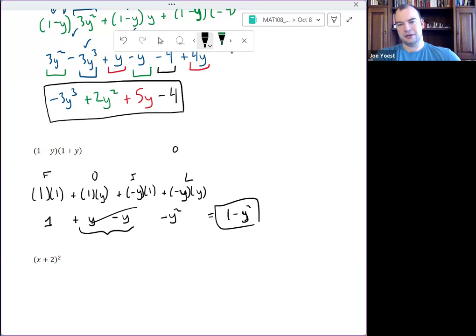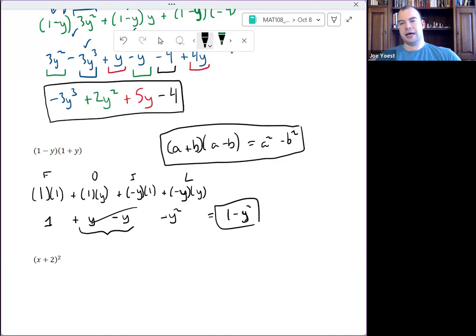In fact, anytime I have a plus b times a minus b, my firsts are going to give me a squared. My outers are going to give me minus ab, and my inners are going to give me plus ab. They're going to cancel out. My lasts are going to give me b squared. So this general pattern pops up. I have the difference of squares product. a plus b times a minus b simplifies out to the difference of the squares, a squared minus b squared.